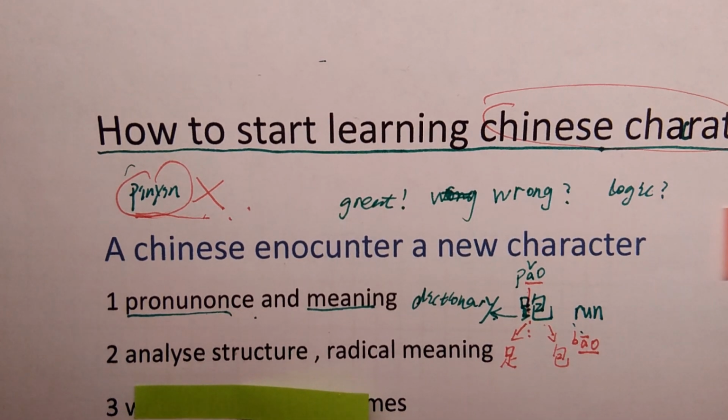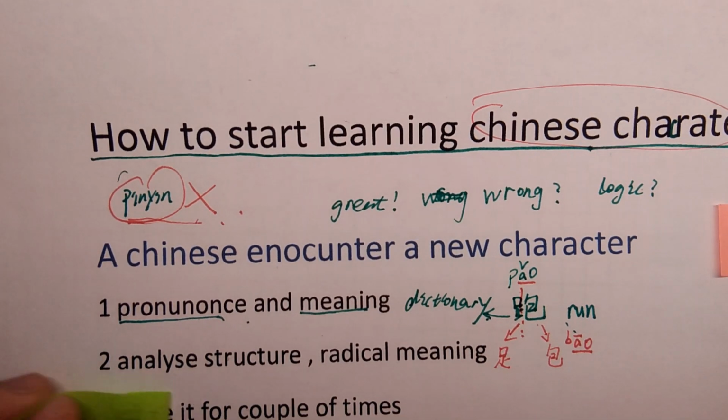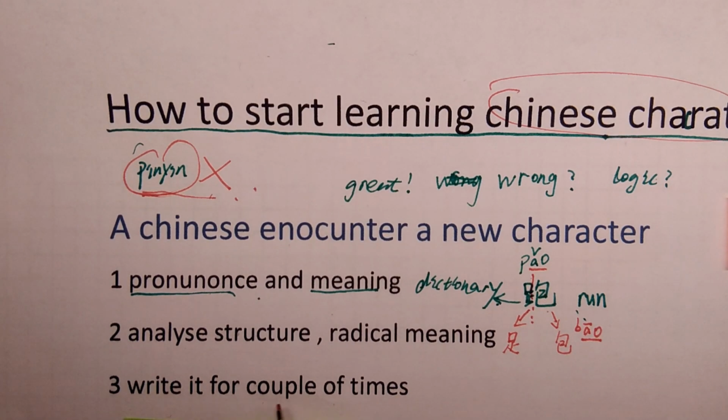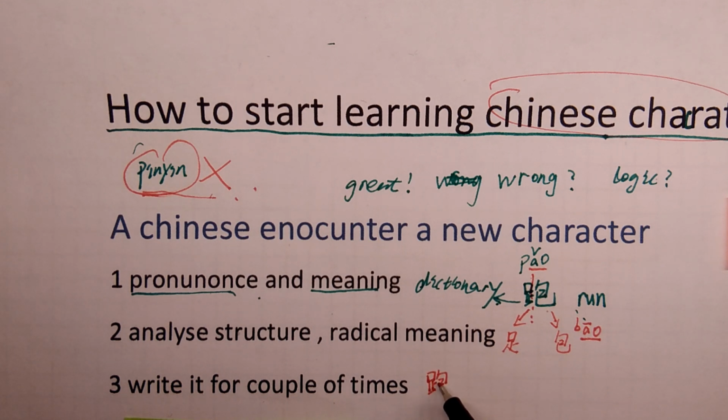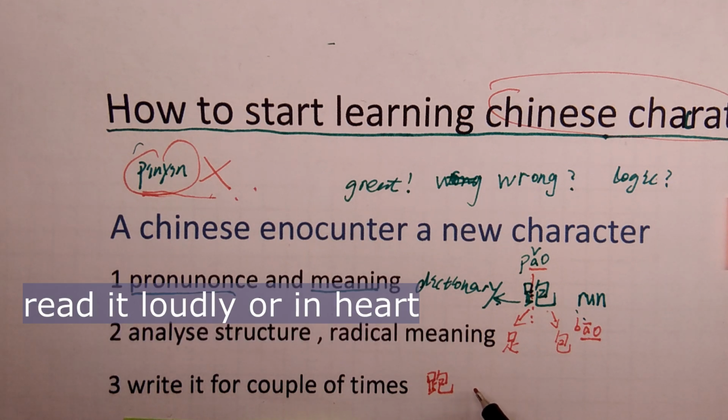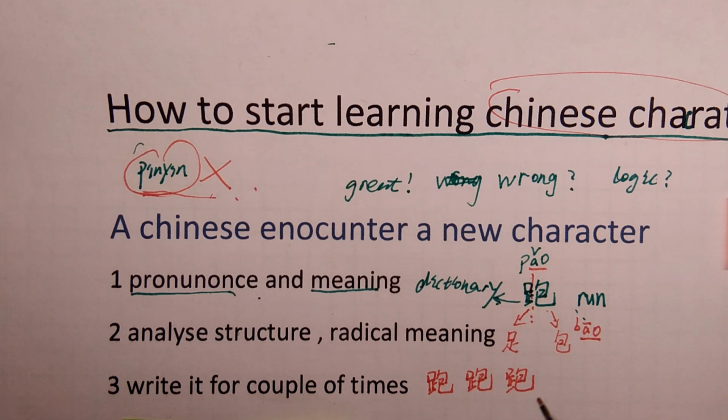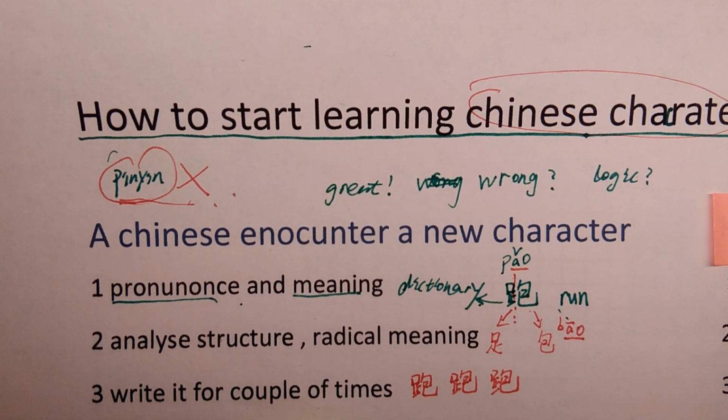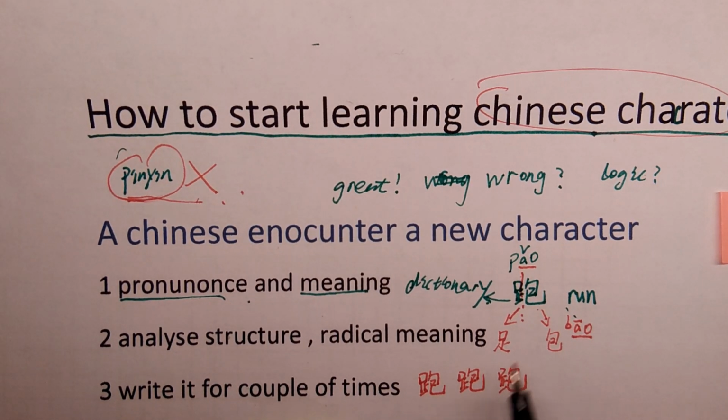After that, of course, I will try to write this character a couple of times, simply like this. 跑. When writing this, I will read it out, or I will just read it in my heart. 跑.